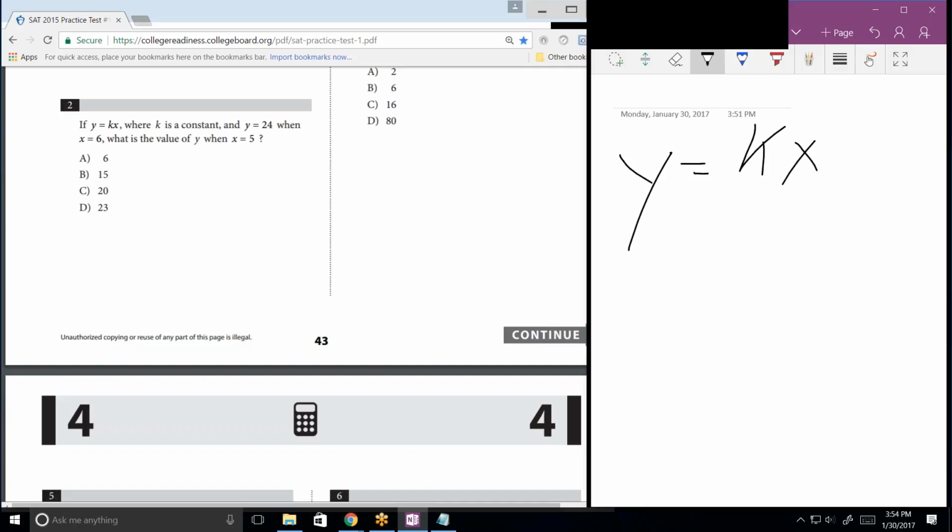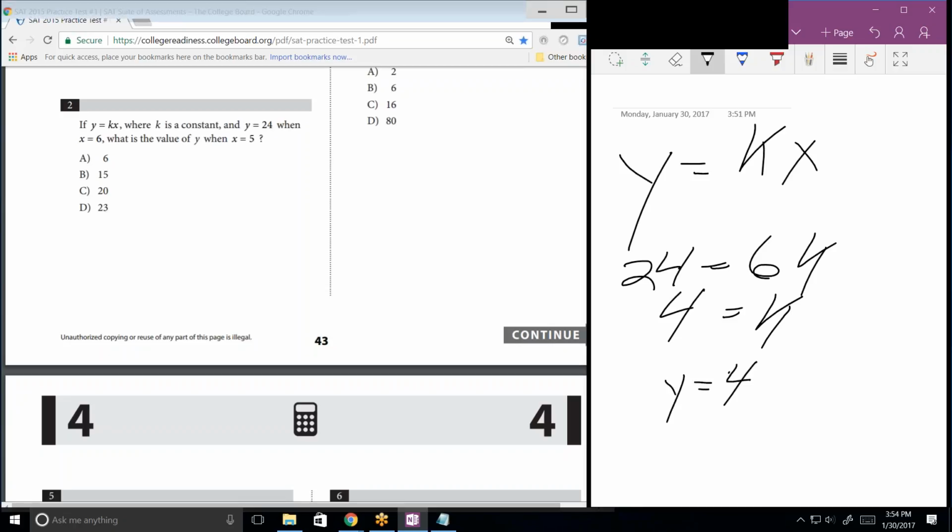So you can set y 24 is equal to 6k. And then you get 4k is equal to 4. So now you have a new equation. Here is your specific equation for this problem, y equal 4x. Well, you can replace x with a 5. Since it's asking to solve for y when x equals 5, it'd be 20.